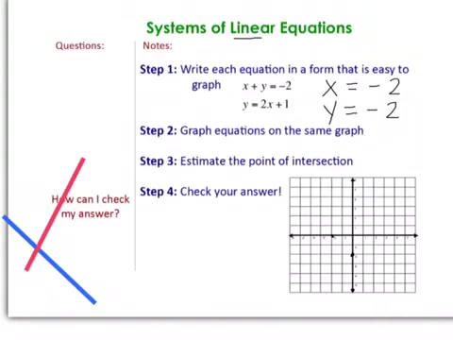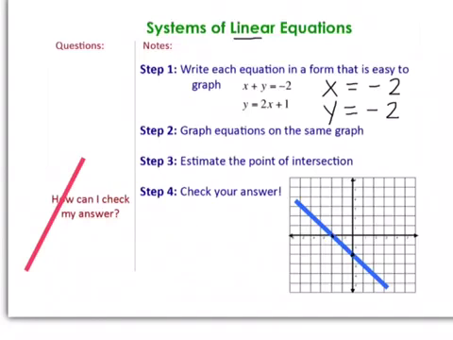Well, we said that all I need is 2 points to make a line. So if I connect the dots, that blue line is going to be the line for the equation x plus y equals -2. Now let's move on to the second equation. It says y equals 2x plus 1.